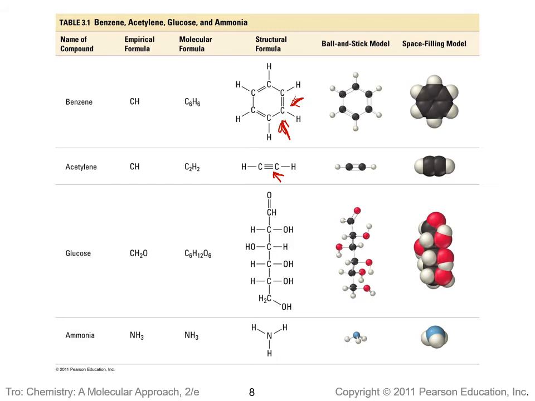So benzene is frequently used as a cleaning molecule. It's really good at cleaning. Acetylene is used in cutting torches. Glucose, now we've added some oxygen into our chemical formula, and glucose is a type of sugar. And ammonia, you can see that we get nitrogen included.